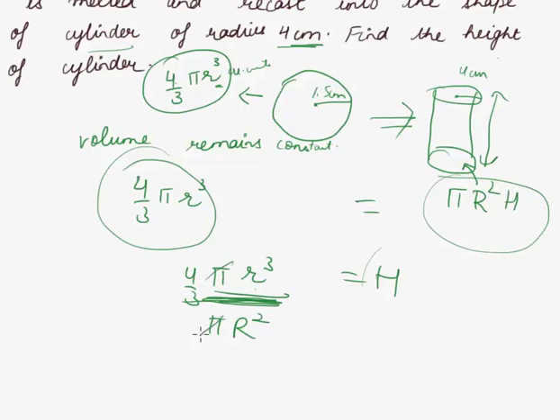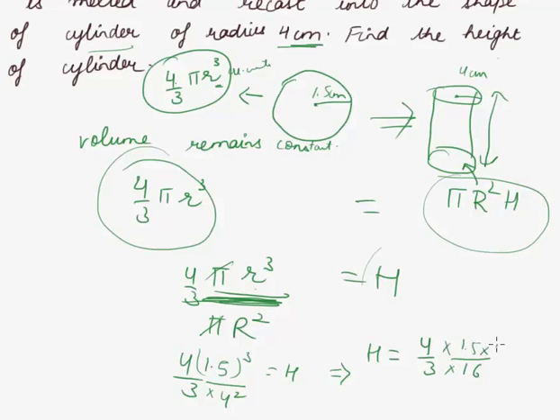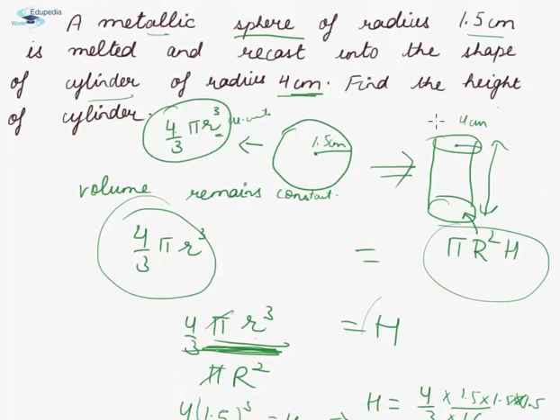So this pi will get cancelled and we have 4 by 3 into 1.5 cube over 4 square equal to h. That is, h will be 4 by 3 into 16 in the denominator and 1.5 into 1.5 into 1.5. On solving this value, the height will come out to be 0.28 centimeters. So in this way, this problem will be dealt with.